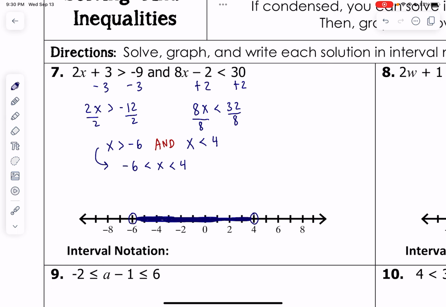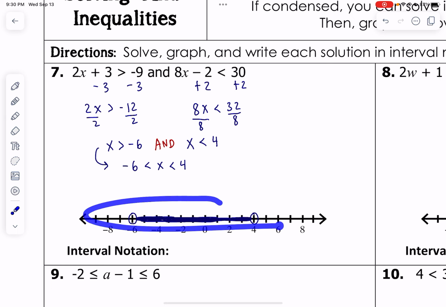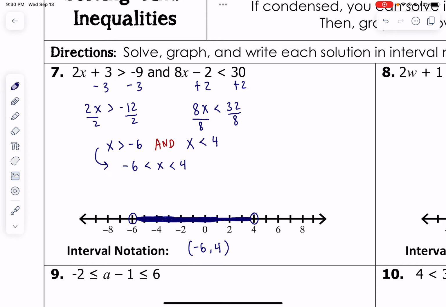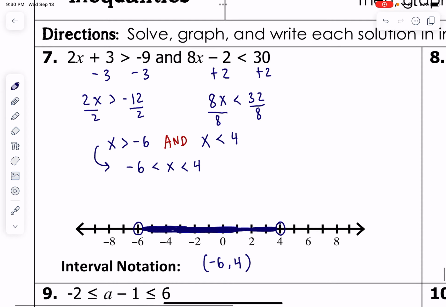All right. So now that we have constructed our number line, we can go ahead and construct the interval notation. And that'll just look like this. So parentheses, -6, because that's where we start. We go all the way to 4. Parentheses. And that's pretty much it for question number 7.